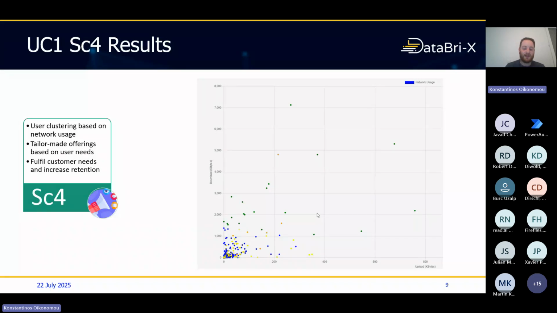So we can cluster users together, and we can use this kind of knowledge in order to provide tailor-made offerings for them based on the needs. So maybe if someone is a content creator and uses a lot of uplink traffic, we can provide a specific package to this person with more upload capabilities.